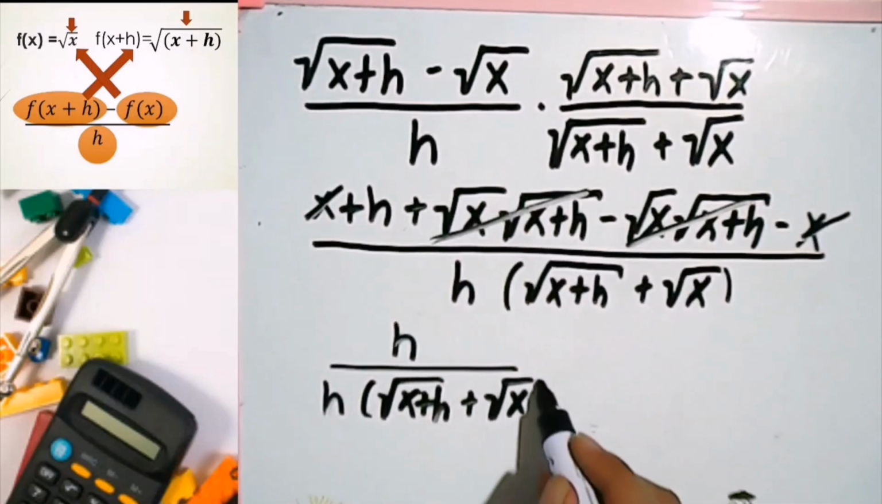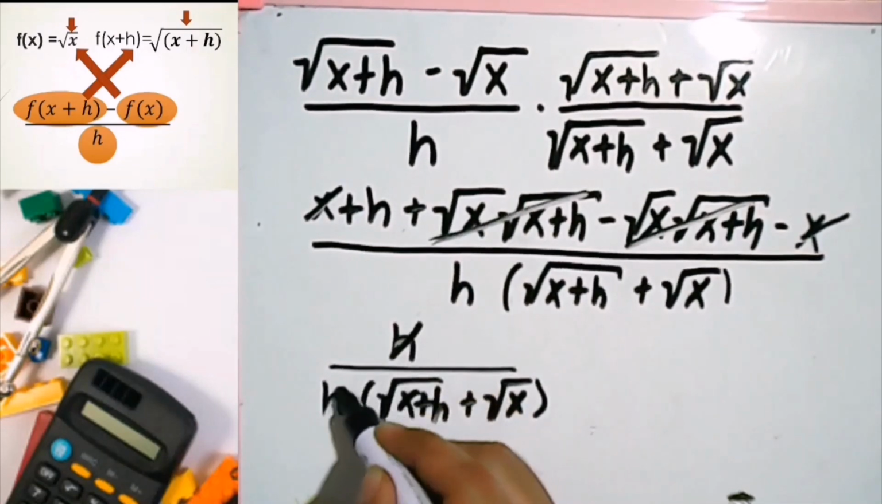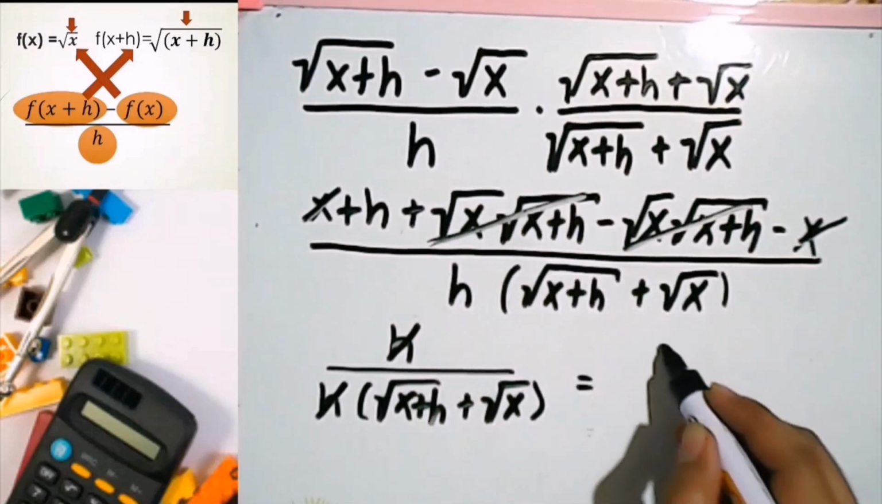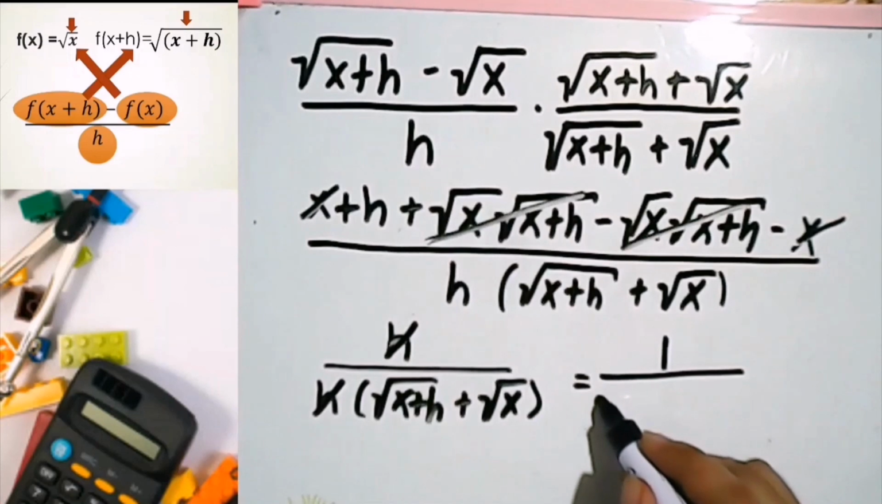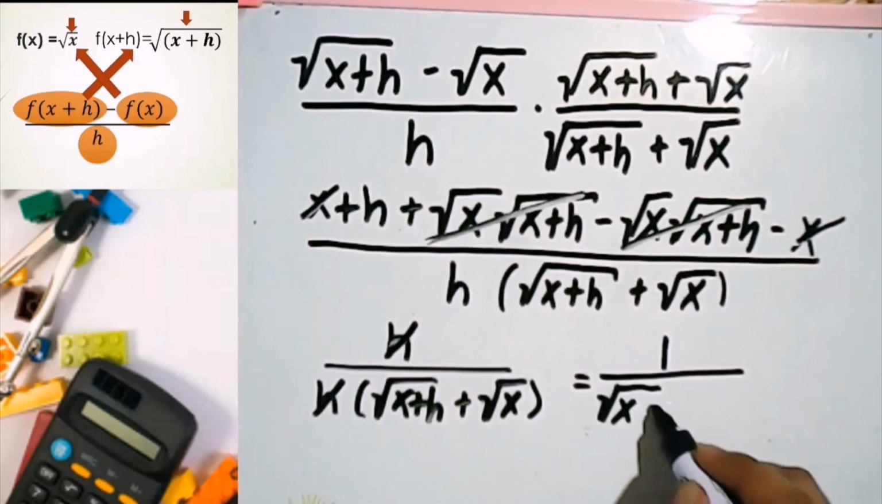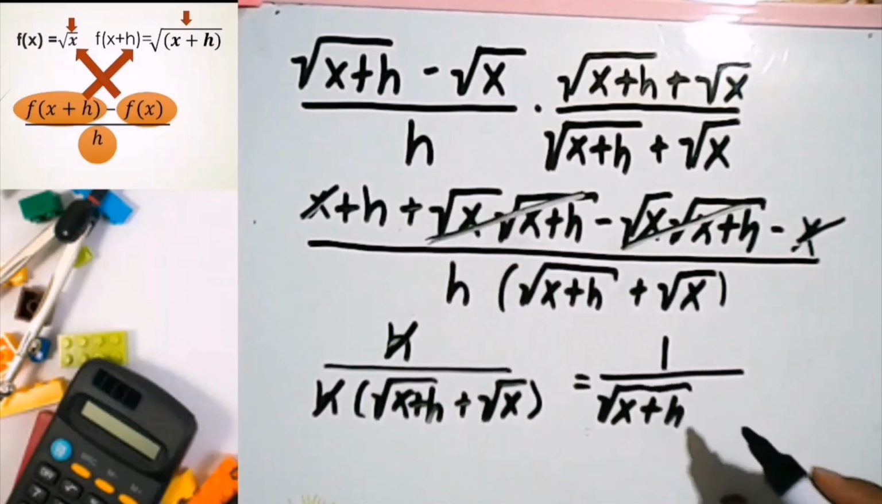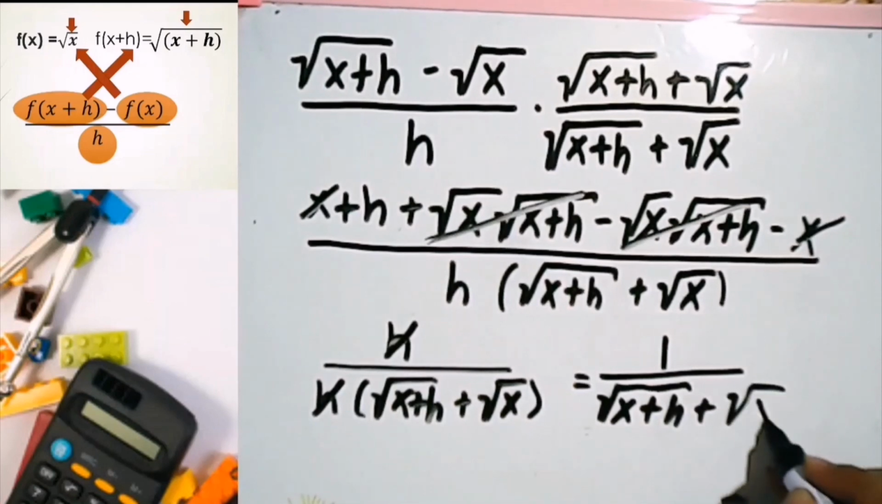So as we can see, we can cancel out h. Therefore, h divided by h, the answer is equals to 1 all over square root of x plus h plus square root of x. So therefore, that is your answer.